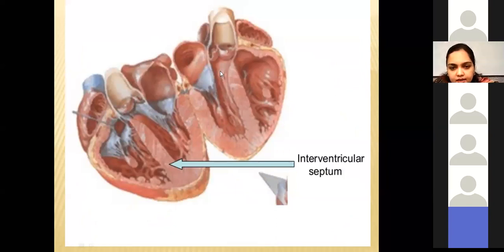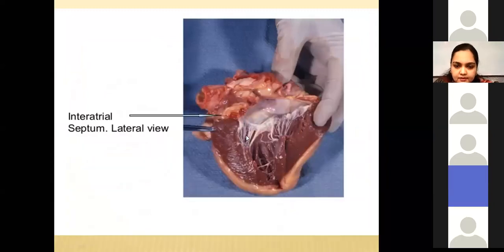Regarding the interatrial septum and the interventricular septum, it consists of two parts, the muscular part and the membranous part. Two thirds is the muscular part and one third is the membranous part. This is a slide showing the interatrial septum. Where is the interatrial septum? It is located between the two atria. How is it formed? Muscular part and the membranous part. The muscular part is two thirds, the membranous part only one third.